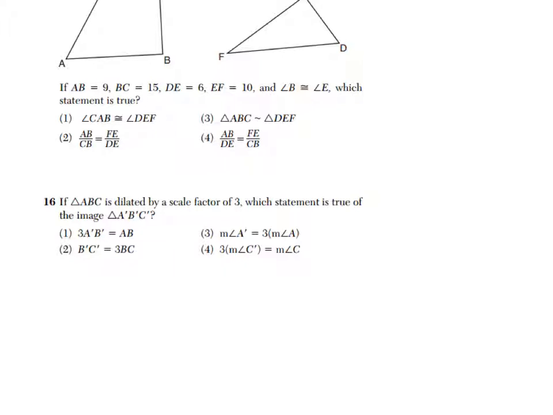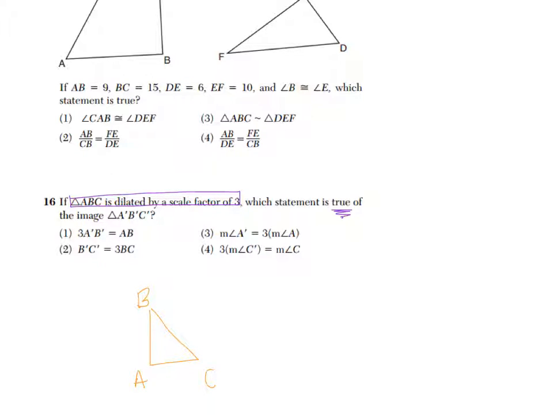So if we take a look at question 16 here, it says ABC is dilated by a scale factor of 3. Which statement is true of the image of A prime, B prime, C prime? So what I'm going to do to help myself visualize this is simply draw a picture. So I'm going to draw my original triangle. Let's say A, B, and C.